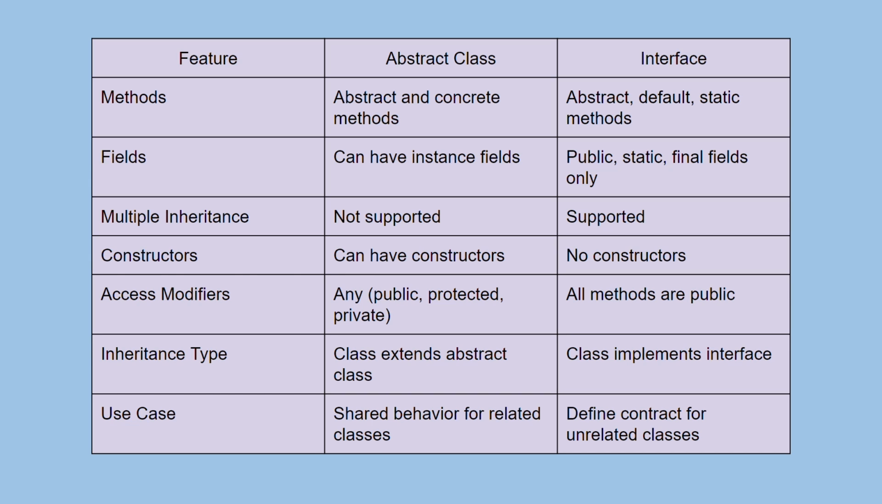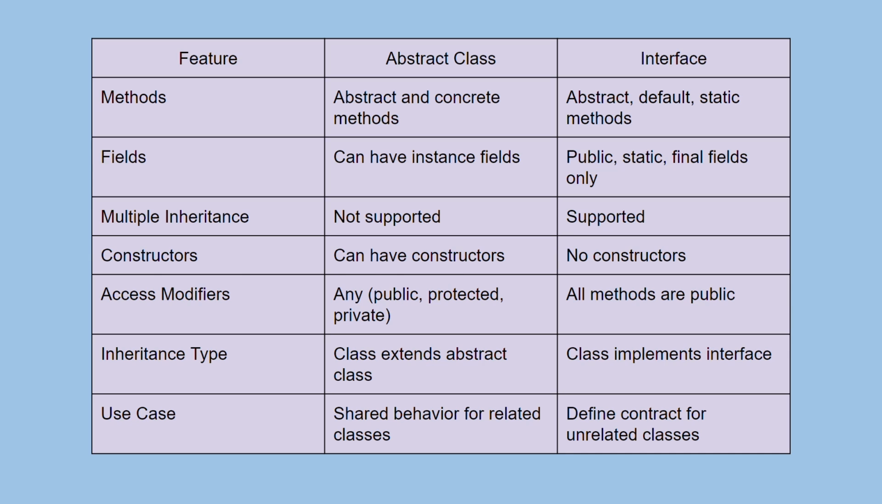Abstract classes are best used when classes are closely related and share behavior. For example, an abstract class Animal might have a shared method like eat, but each subclass, Dog and Cat, implements its own version of sound. On the other hand, interfaces are best suited when we want to ensure that classes follow a certain contract without needing to be related. For example, Payment can be implemented by credit card, PayPal or any other payment method, ensuring they all have the makePayment method.